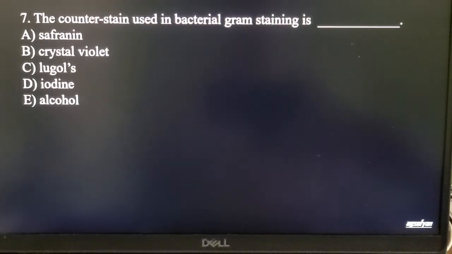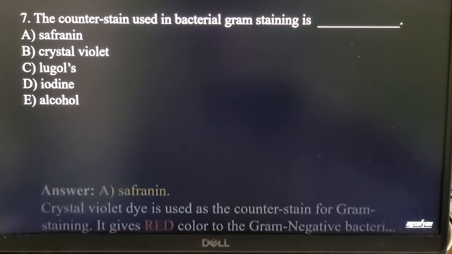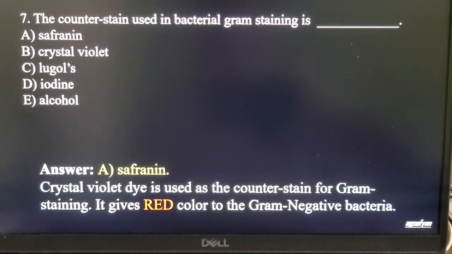Okay, number 7. The counterstain used in bacterial gram staining is A. Safranin, B. Crystal violet, C. Lugol's, D. Iodine, and E. Alcohol. Choose your answer. Okay, the answer should be safranin.